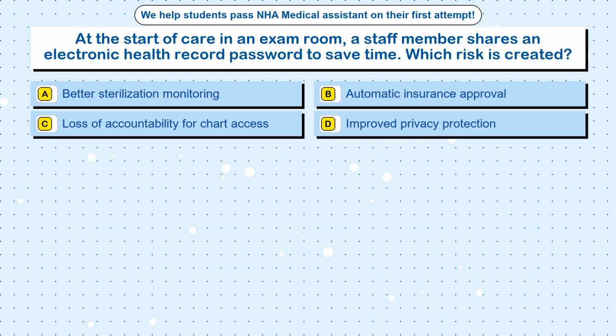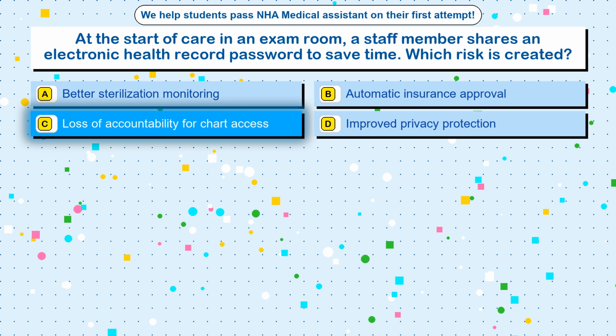Question 34. At the start of care in an exam room, a staff member shares an electronic health record password to save time. Which risk is created? Option A. Better sterilization monitoring. Option B. Automatic insurance approval. Option C. Loss of accountability for chart access. Option D. Improved privacy protection.